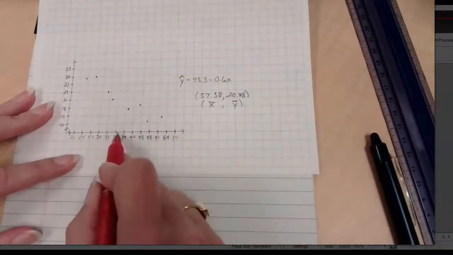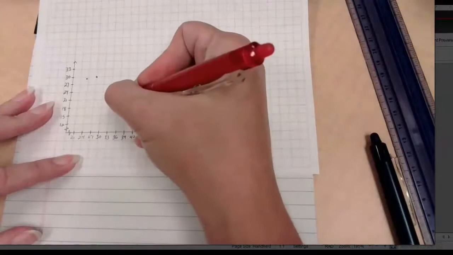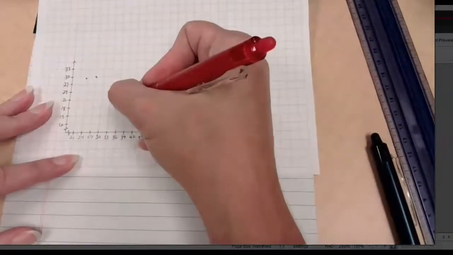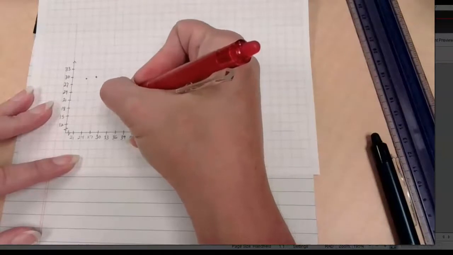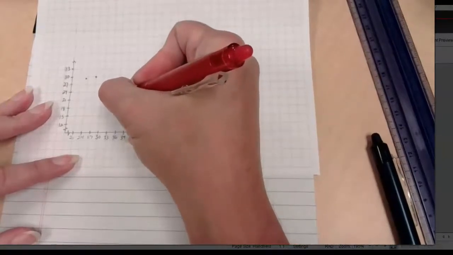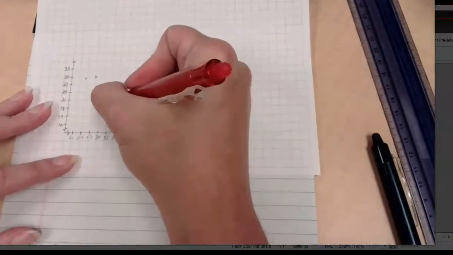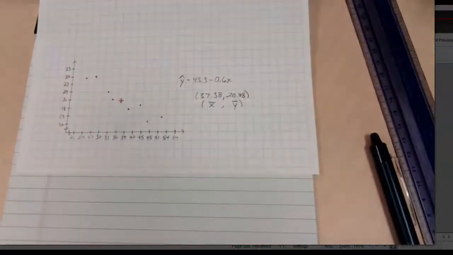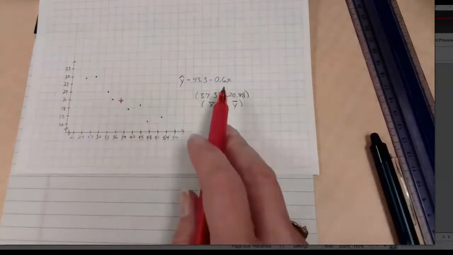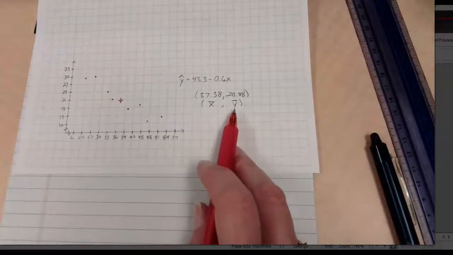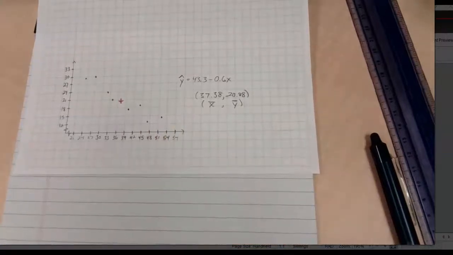So 37-ish there, 20-ish, so 37, 20, let's see if there's... Right about there. That point, I'm going to change that point into a plus sign. That point is not one of my original data points. That's my x bar, y bar, my means for my x and y. That's going to be on my line.